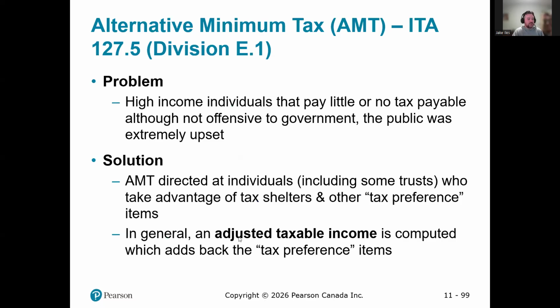In general, an adjusted taxable income is computed, which adds back the tax preferences. So we're functionally redoing the income calculation, not considering certain deductions. When we do the tax calculations on that taxable income, we might come to a different tax payable amount than our normal tax calculation.